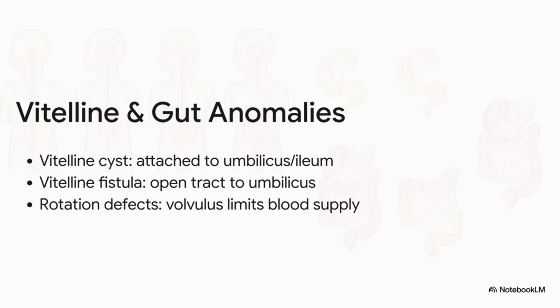And on top of that, we have to talk about overall gut rotation defects. If the gut doesn't rotate properly, it can cause volvulus. That's a twisting of the intestine that can severely compromise the vital blood supply, leading to massive tissue death and potentially fetal death. Blood supply is literally everything for the growing GI tract.